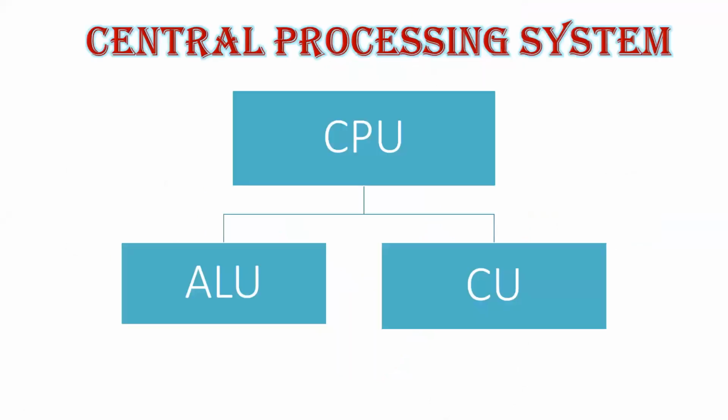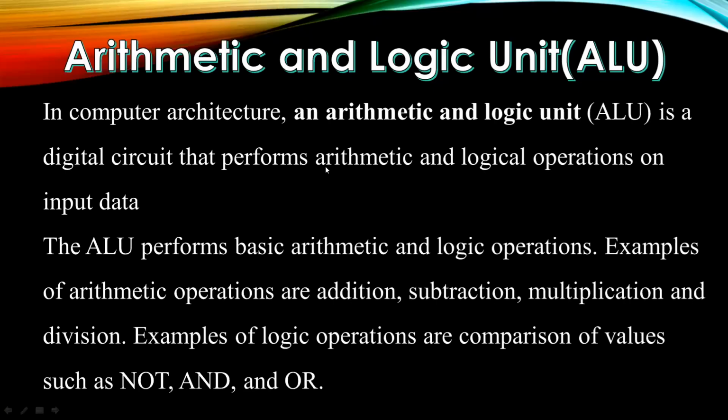And next is one of the important parts of a computer system, the central processing unit, that is CPU. Actually, the CPU is mainly divided into two parts, ALU and CU. ALU means arithmetic and logic unit, and CU means control unit. These are the main parts of the CPU, the central processing unit.